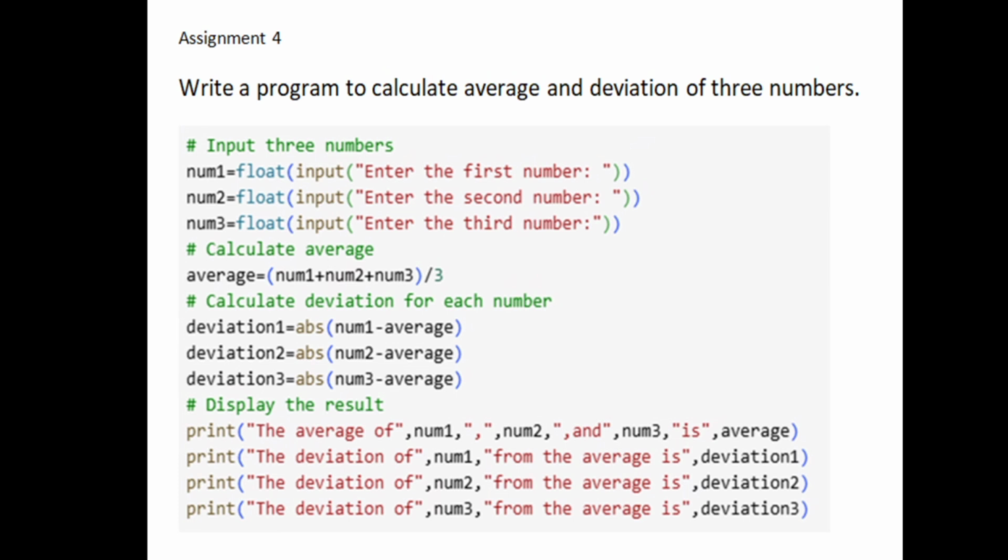Deviation1 equal to abs, that means absolute value of num1 minus average. Deviation2 equal to abs of num2 minus average. Deviation3 equal to abs of num3 minus average. Display the results. Print the average of num1, num2 and num3 is average. Print the deviation of num1 from the average is deviation1. Print the deviation of num2 from the average is deviation2. Print the deviation of num3 from the average is deviation3.